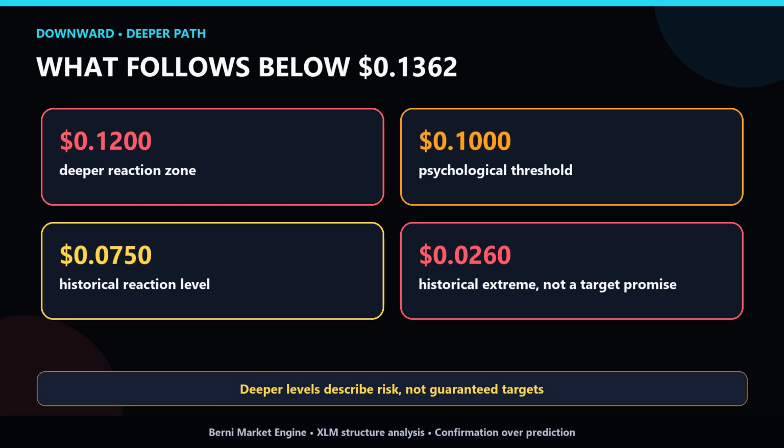If 0.1362 US dollars also fails on a closing basis, the deeper historical reaction levels are 0.1200 US dollars, 0.1000 US dollars and 0.0750 US dollars. These levels describe risk. They are neither guaranteed targets nor claims of a bottom.